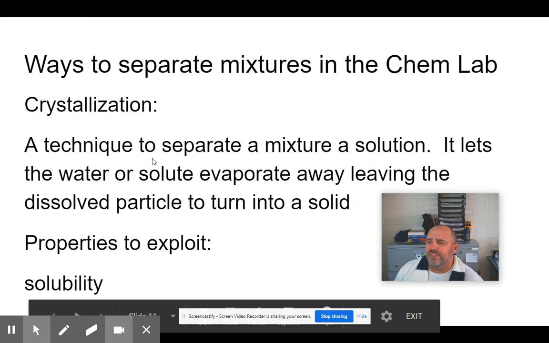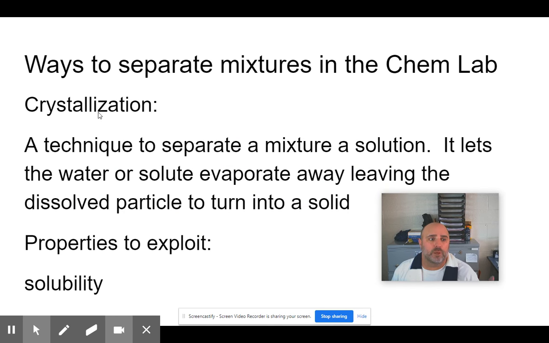All right. Again, this is not as good as distillation because the water escapes and we don't have it anymore. But if it was important to catch the water, we should use distillation. If it's not important, then we could just use crystallization.